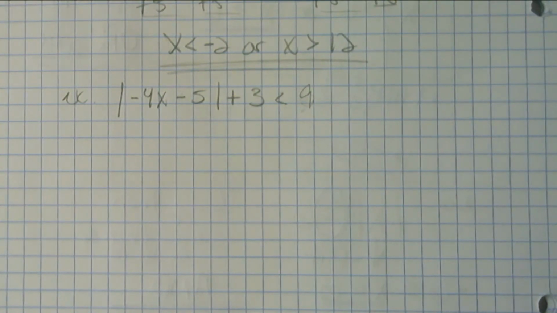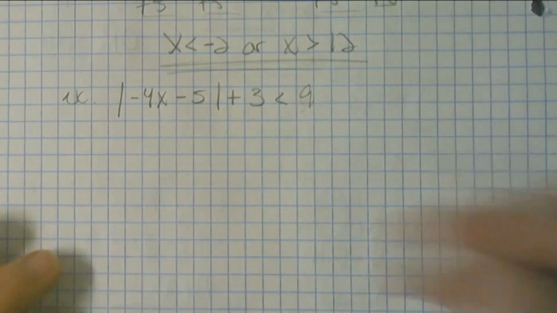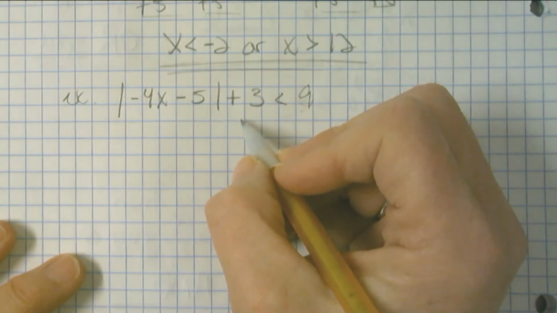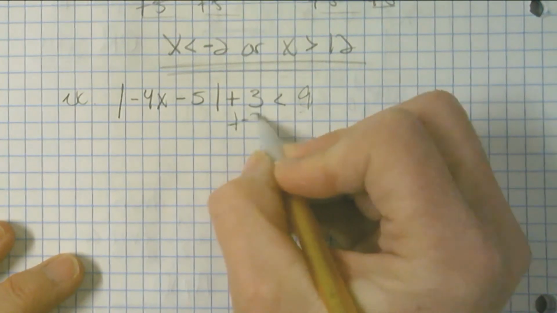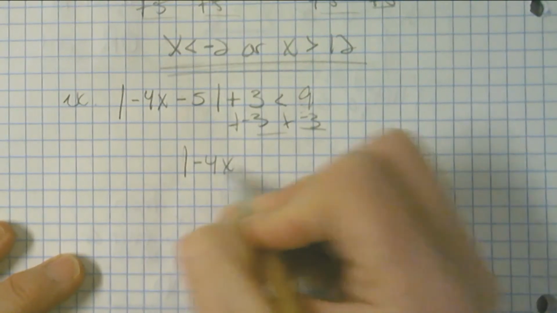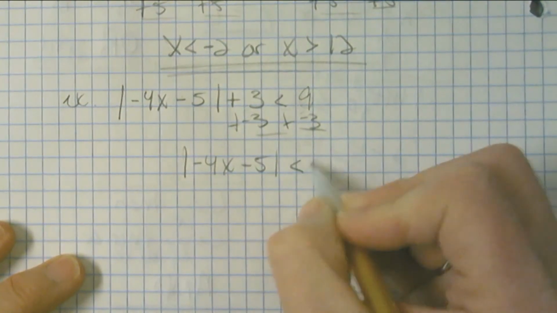All right, someone tell me what to do. Anastasia, tell me what to do. Yep, so get rid of that 3 first. So I have the absolute value of negative 4x minus 5 is less than 6. Now what?